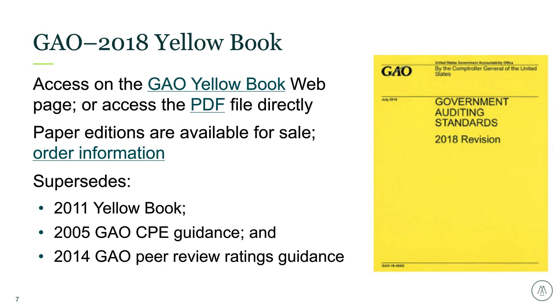Links to the Yellow Book are available if you want to download and access it. And I will also point out we have lots of links in our slide deck, and in the PDF you receive of the slides, they should be linkable through that PDF. So you can just click right through those links. So the new version of the Yellow Book supersedes the previous versions from 2011 and incorporates the GAO's 2018 CPE guidance. So it's all now in one little package.